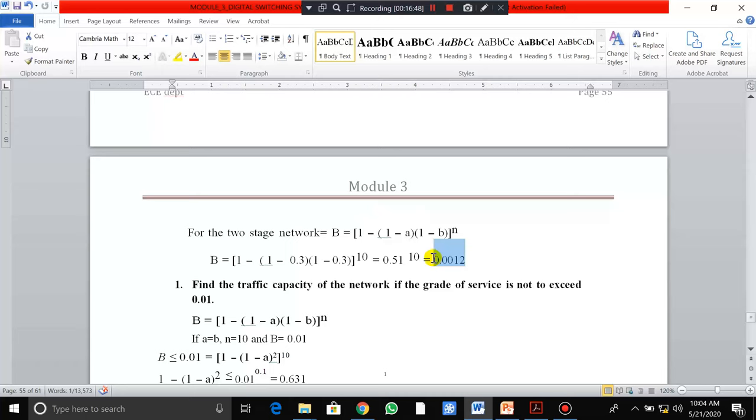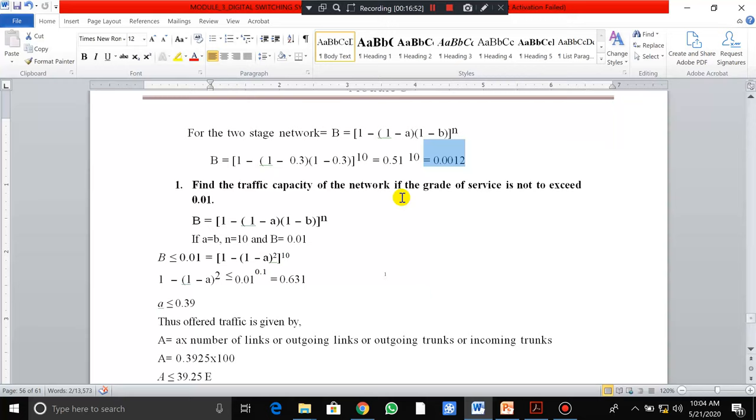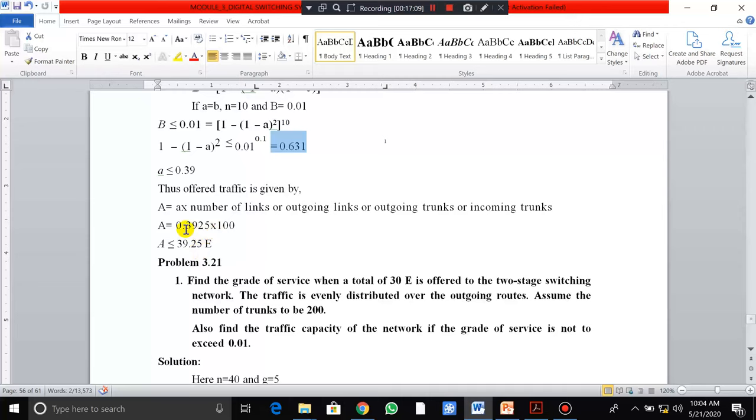Find the traffic capacity of the network if the grade of service is not exceeding 0.01. By using this formula, B is equal to 1 minus (1 minus A into 1 minus B) whole to the power of n, we have 0.631 by calculating. Thus the offered traffic is given by A equal to the number of links, or outgoing trunks or incoming trunks, which is equal to this much. Therefore, A is less than or equal to 39.25 Erlangs.